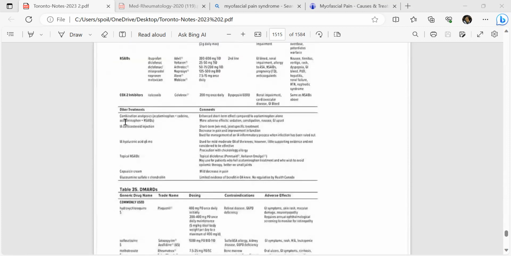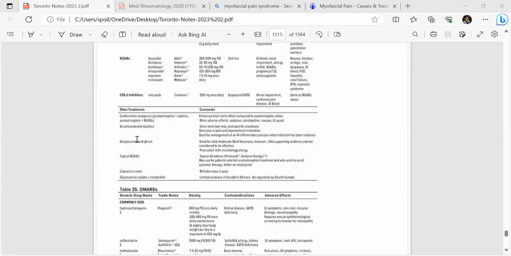Okay. Other treatments are combination analgesics, that is acetaminophen plus codeine or acetaminophen plus NSAID, which enhance the short-term effect compared to acetaminophen alone, but with more adverse side effects: sedation, constipation, nausea. Okay. Corticosteroid injection, short term, decreases the pain and improves function, used for the management of an inflammatory process while infection has been ruled out.